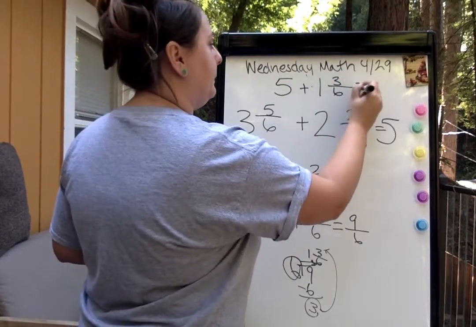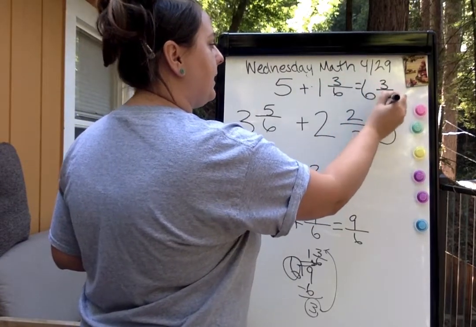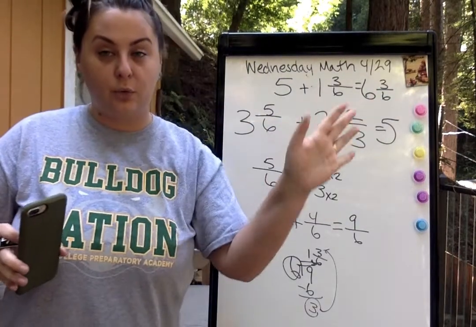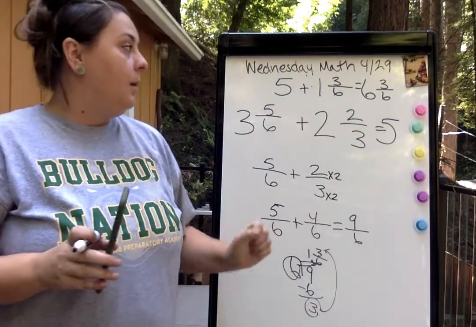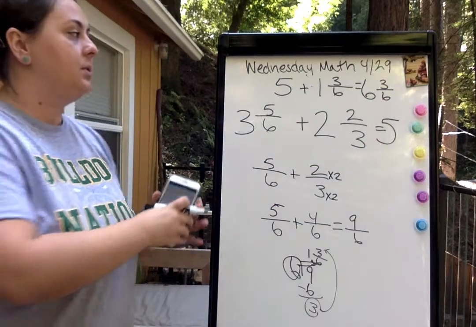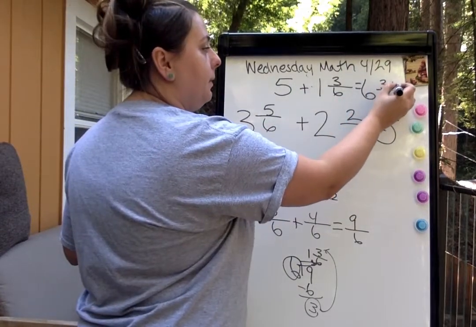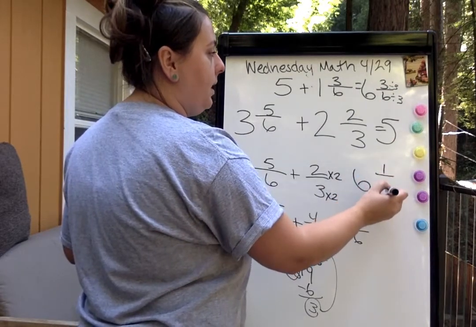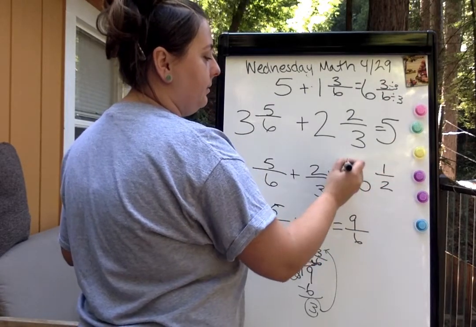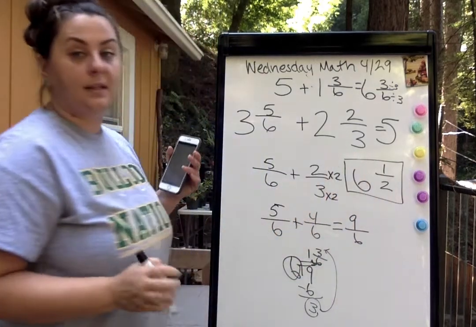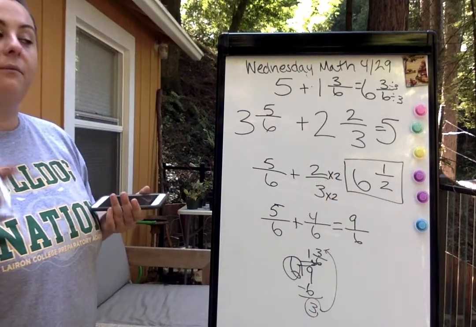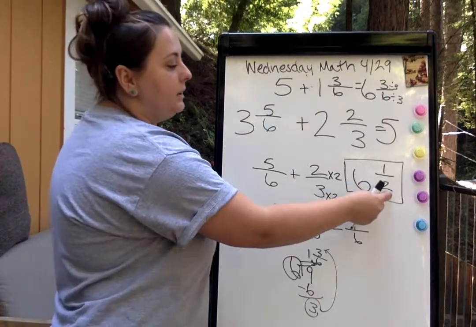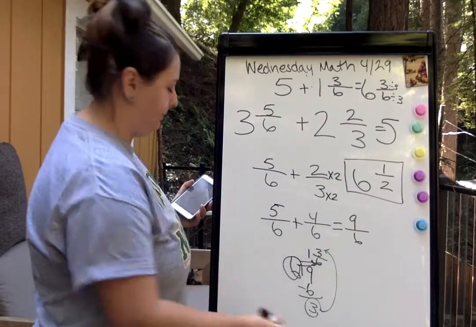Add your big numbers up. So 6 and 3/6. But when I look at this 3/6, that should be screaming at you benchmark fraction, because this can be reduced. We can divide each of them by 3 for a grand total of 6 and 1/2, because 3 is half of 6. And we know that anything half, 4 of 8, 6 of 12, 9 of 18, that's all going to reduce to 1/2.